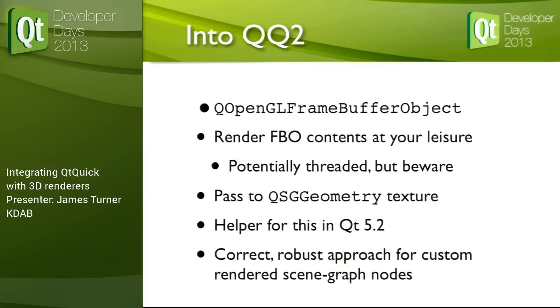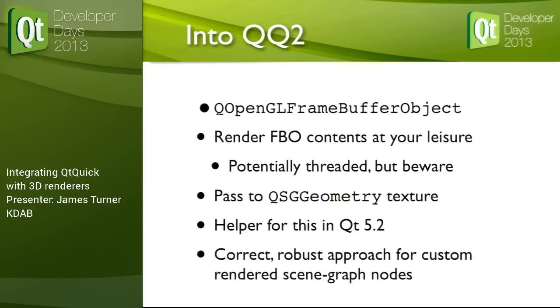Hooray. And this is such a common use case, there's an example for it, and there's a new helper in 5.2, which is an SG node tailored to doing this job called QSGFramebufferObjectNode, which is new in 5.2. And this is absolutely the correct, robust approach to doing that custom rendering in a scene graph: do it in a separate context in an FBO, then just treat it as a texture in the scene graph. That will work with the new fast scheme.